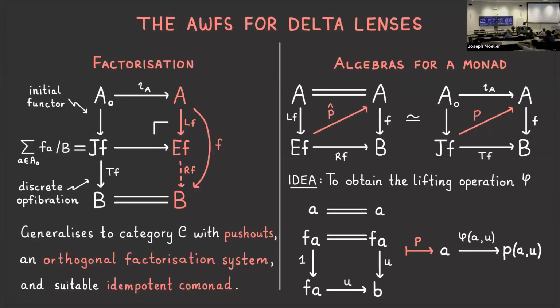Maybe you want some idea about how these things correspond to delta lenses. So the idea is that we have our functor, it has this algebra structure. We might want to see how we get the lifting operation from this algebra structure. The idea is just to take morphisms in E of F of this shape. So these are commuting triangles where the left-hand side is an identity and the other side is the morphism U that we want to lift. And we apply our functor P to it, and the output we get from that is the chosen lift for our lifting operation.